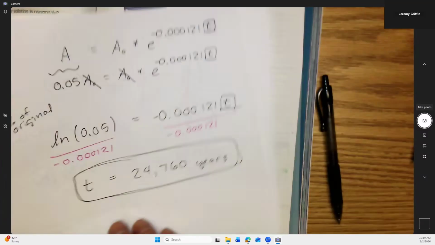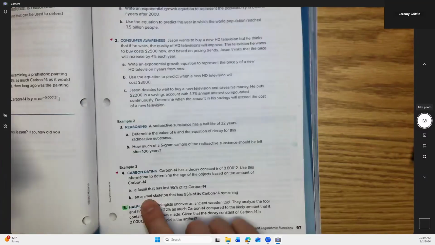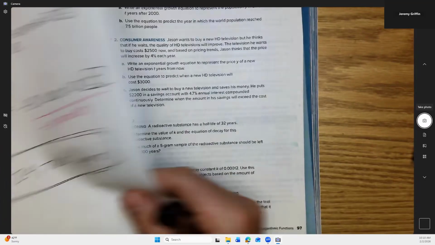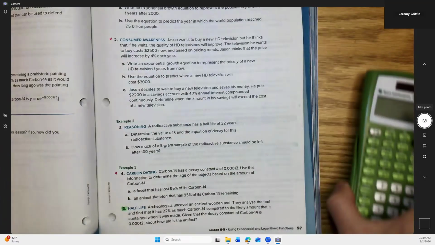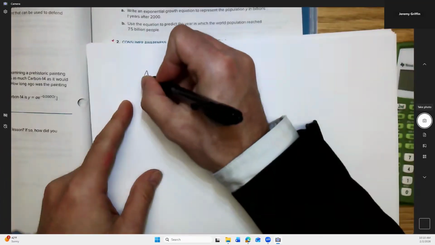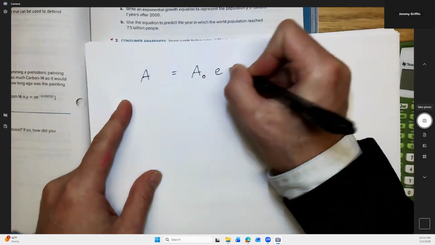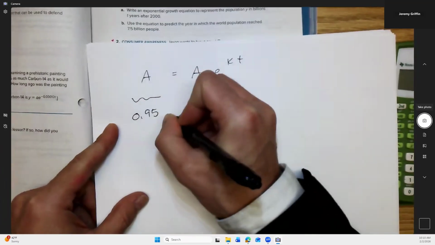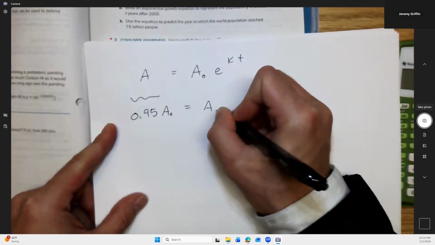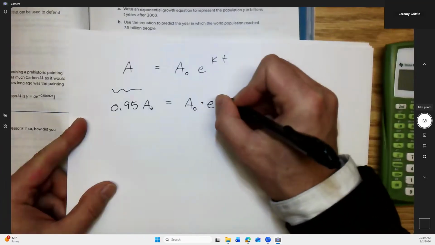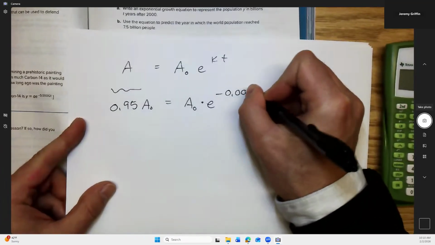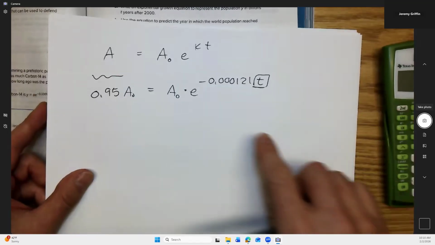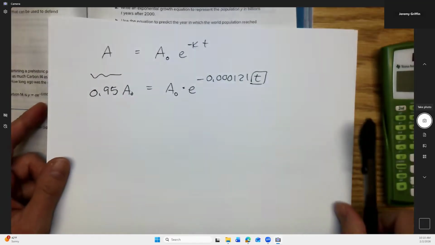How about part B on this? It says, what about an animal skeleton that has 95% of its carbon 14 remaining? Carbon 14. Okay. So we'll do A equals A naught e to the kt. But now this is 0.95 of A naught equals A naught e to the negative 0.000121 t. Wouldn't it be negative k at the top? Oh yeah, good call.